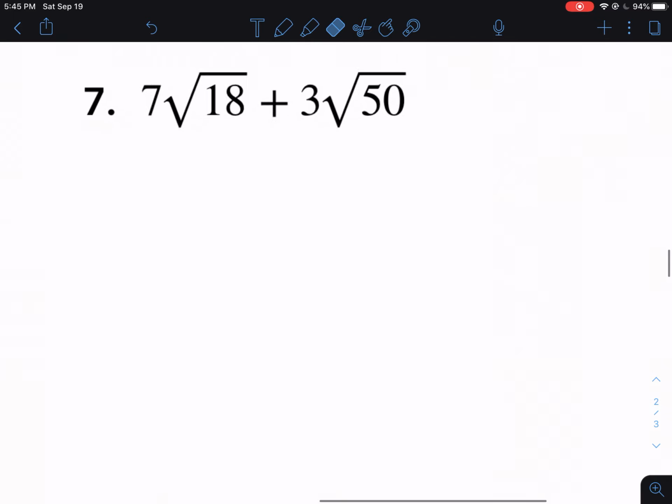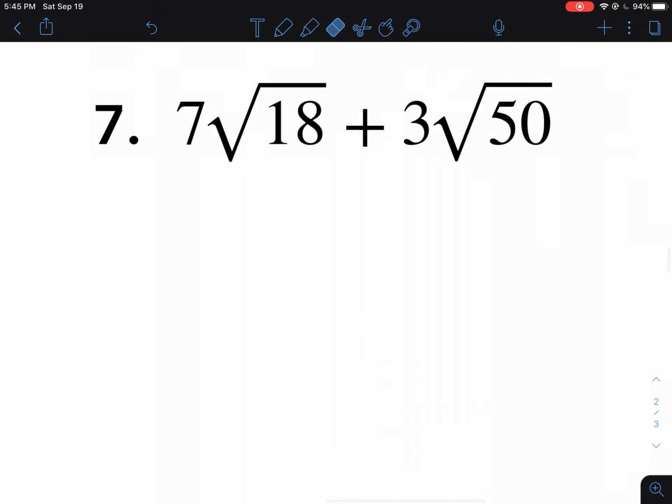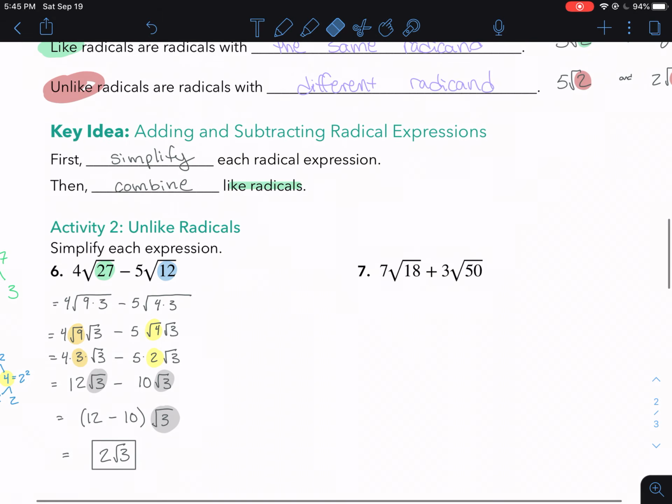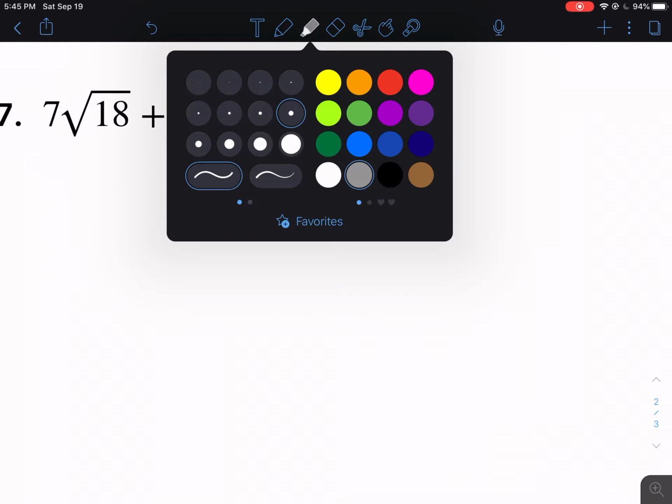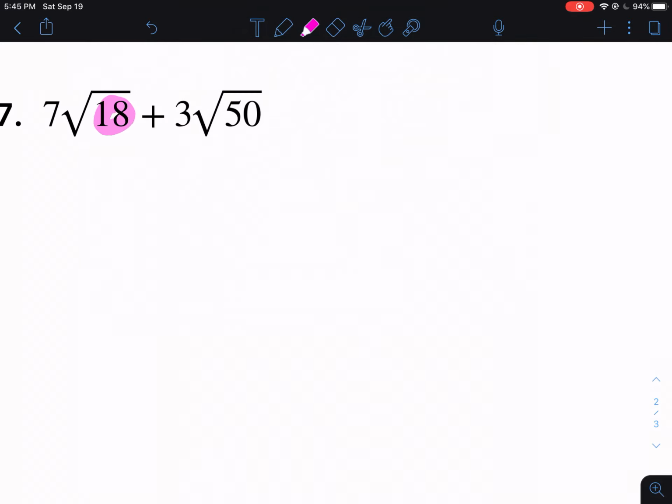One more. Man, these numbers have like nothing in common. What shall we do first? Let's simplify the radical expression. So let's work with 18 first, and we'll make a factor tree of 18. And 18 is, you know what, let's do 6 times 3. 18 is 6 times 3, and that's not very helpful because we don't have a perfect square yet.